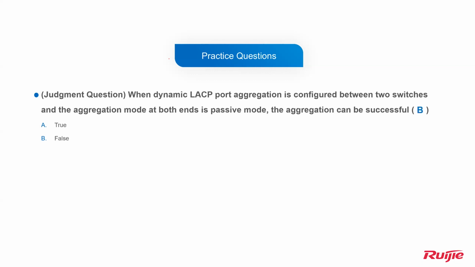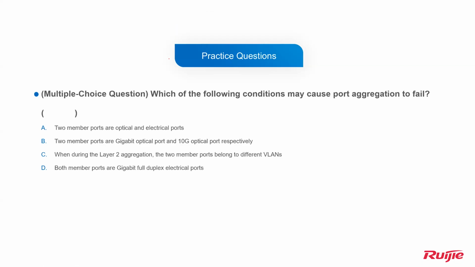We choose B. And the next, which of the following conditions may cause port aggregation to fail? A, 2 member ports are an optical port and an electrical port. Actually, it will cause port aggregation to fail because the port types are different. B, 2 member ports are a gigabit optical port and a 10 gigabit optical port respectively. Actually, it will cause the failure because the rate is different.